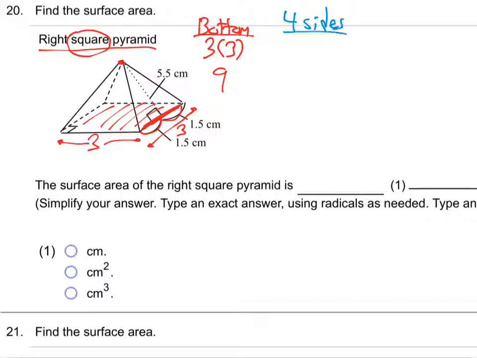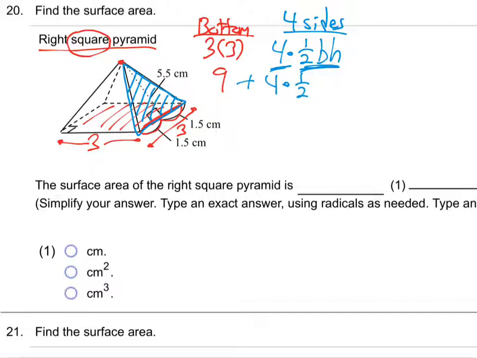All right, now what are the 4 sides? Well, each side is a triangle. So we draw the triangle in here. There's the triangle. And so what's the area of a triangle? We're going to have 1/2 base times height, because that's the area of a triangle, times 4, because there's 4 of those triangles around the sides, aren't there? That pyramid has 4 triangle sides. So it has a 1/2 base times height 4 times.